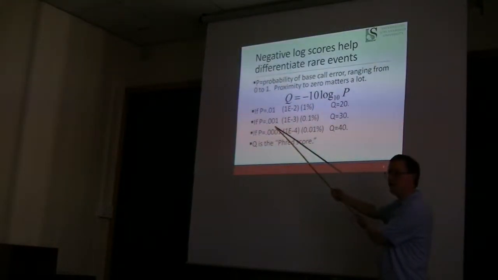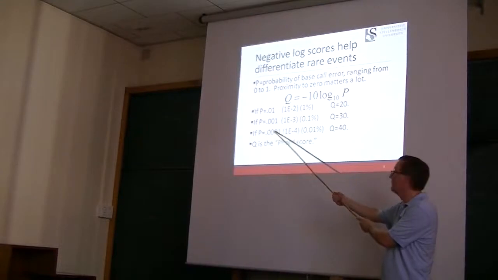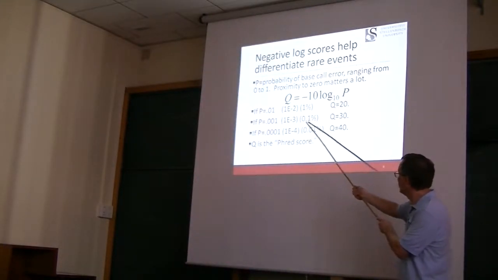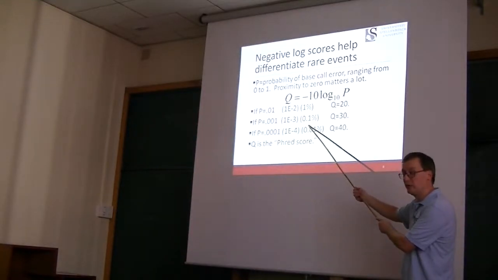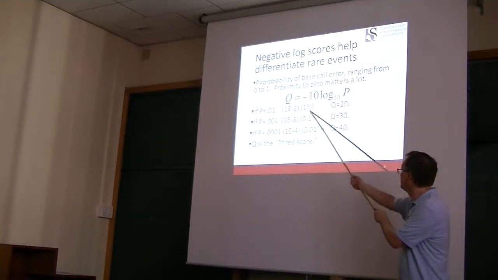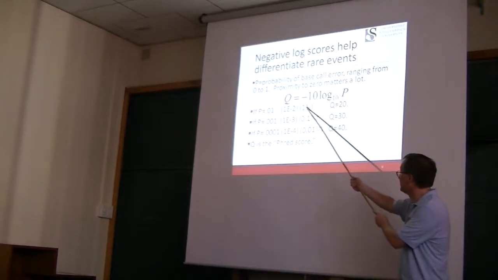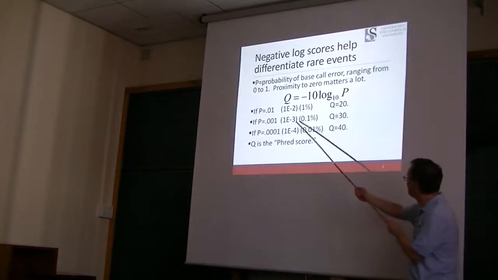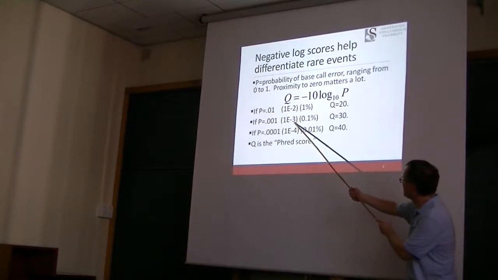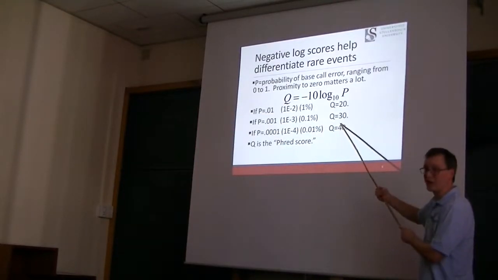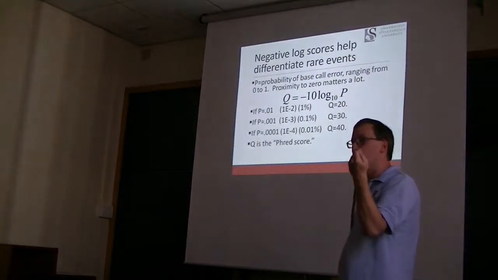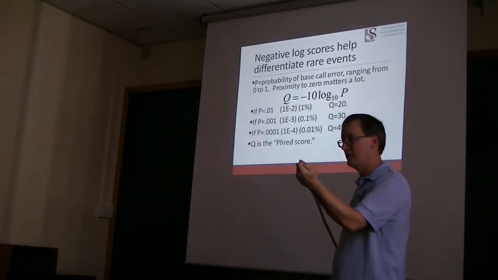If you have a probability of error of 0.001, we express that as 1 times 10 to the negative third. It equates to a 0.1% chance of error, 10 times better than this scenario. We then just grab the exponent, essentially. So negative 10 times negative 3 is 30. So when you see a Phred score of 30, that tells you there's a 1 in 1,000 chance of error.